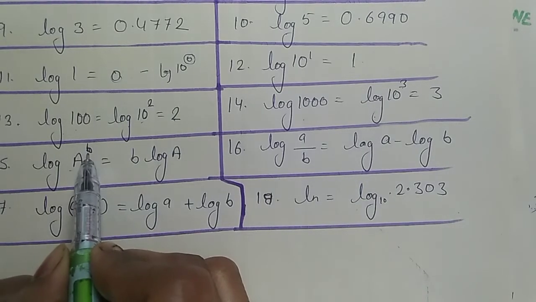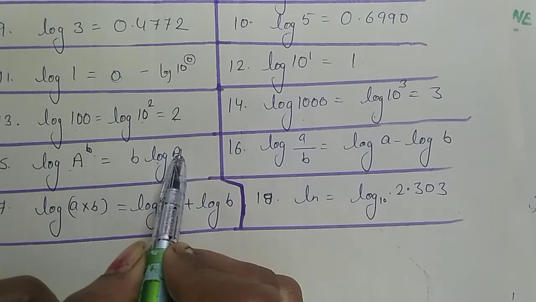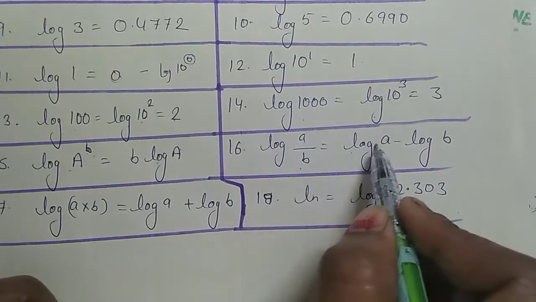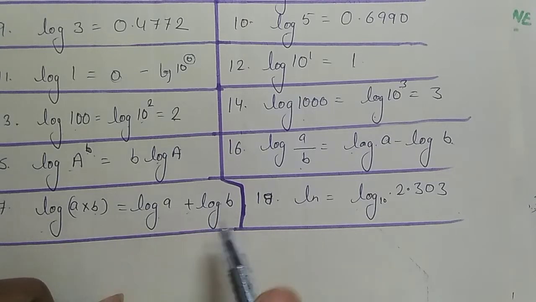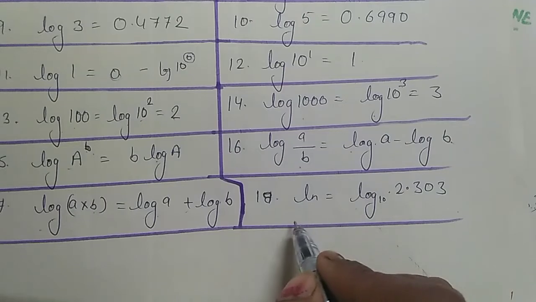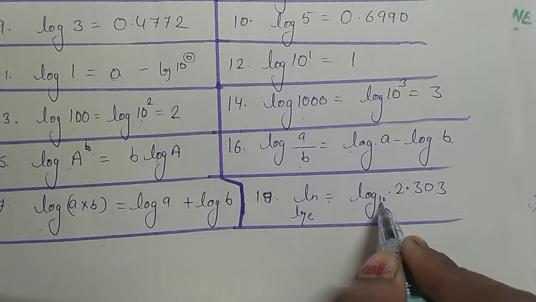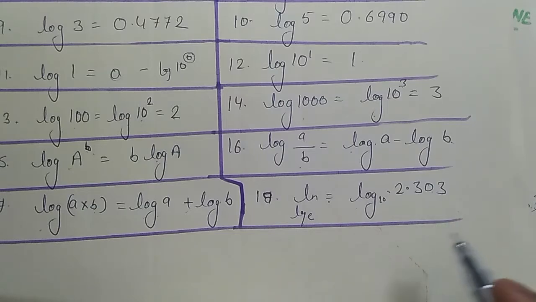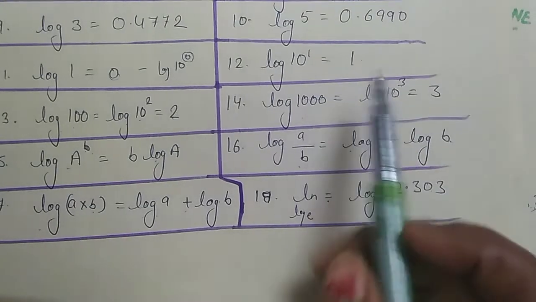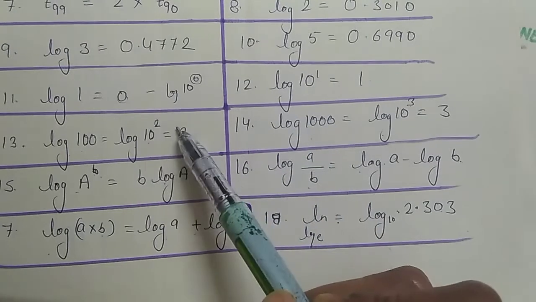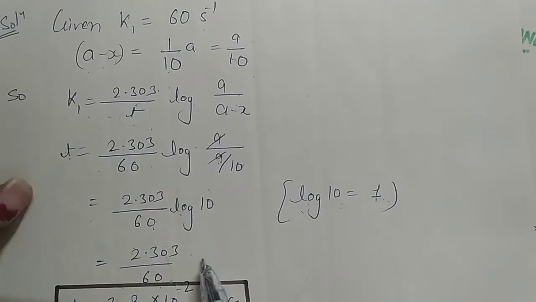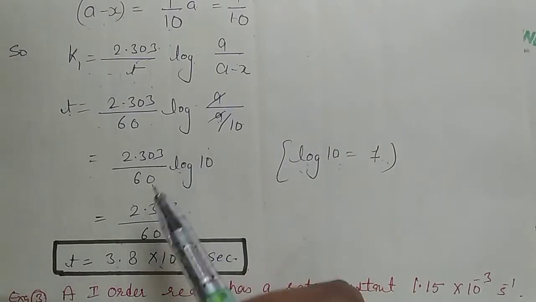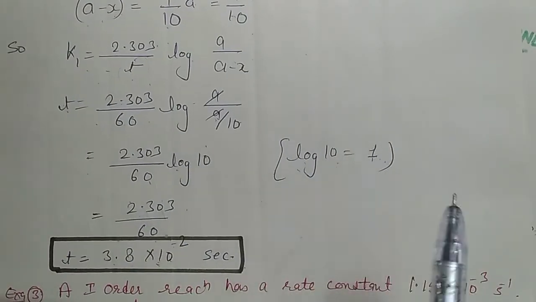Log a to the power b means b log a. Okay, log a upon b means log a minus log b. Log a into b means log a plus log b. And ln e, or we can say log e, will be equal to log base 10 into 2.303. We have to learn these values, log 2, log 3, log 5, and these formulas related to logs. Okay, log 10 is 1, and we can calculate the time in which the 1/10th part of the initial concentration is decomposed.